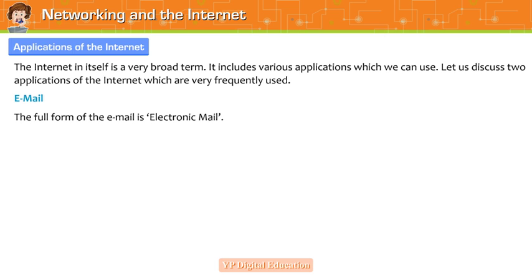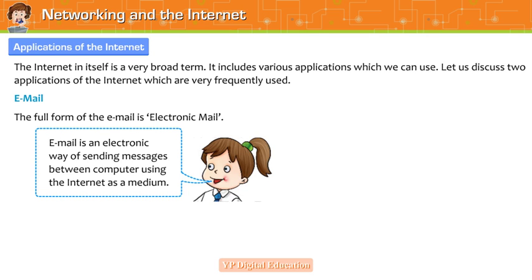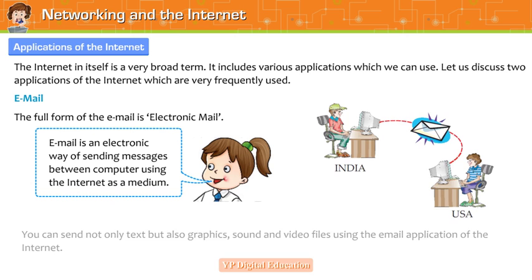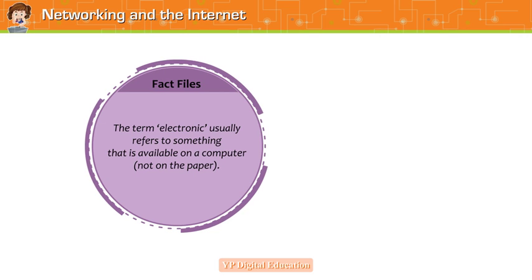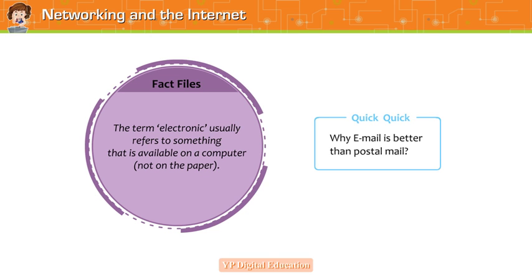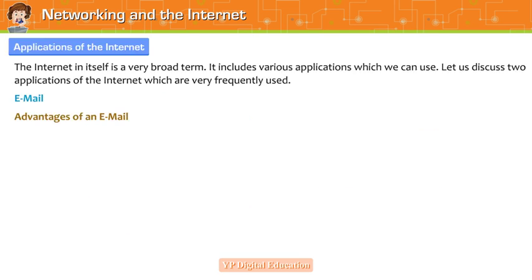Email. The full form of email is electronic mail. Email is an electronic way of sending messages between computers using the Internet as a medium. You can send not only text but also graphics, sound, and video files using the email application of the Internet. Fact file. The term electronic usually refers to something that is available on a computer, not on paper. Quick quiz. Why is email better than postal mail?